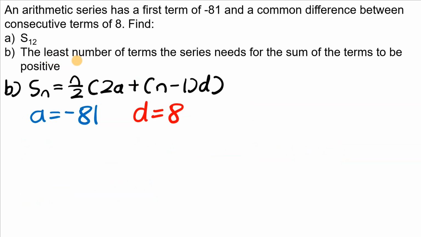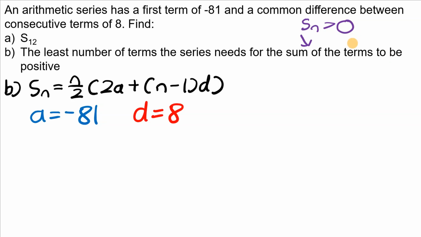Okay, and then for part b, we need to find the least number of terms the series needs for the sum of the terms to be positive. As it talks about the sum of the terms, this is talking about Sn, and it needs this to be positive, so it needs this to be bigger than 0.